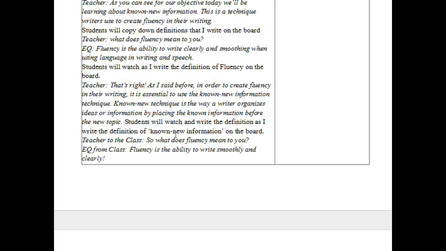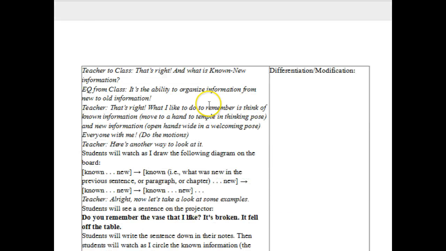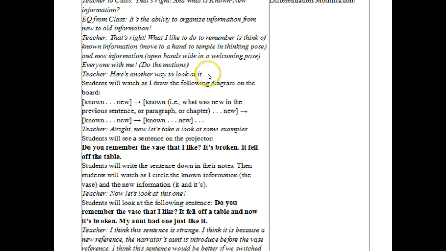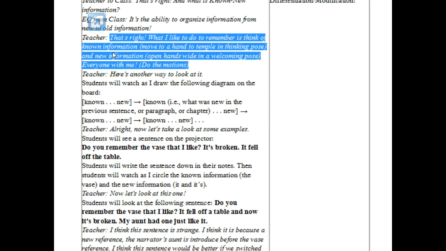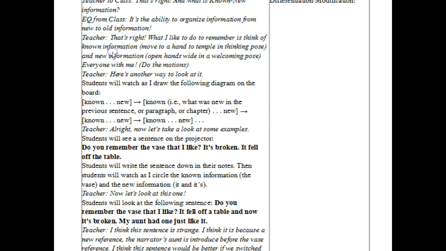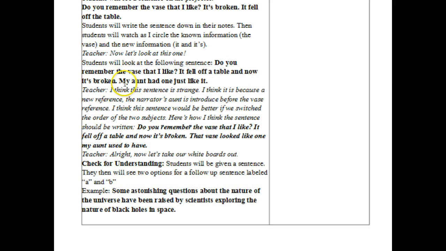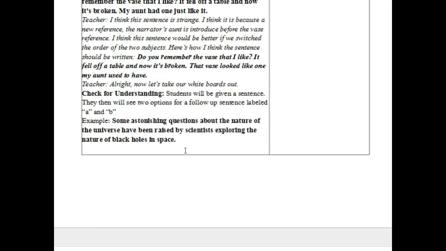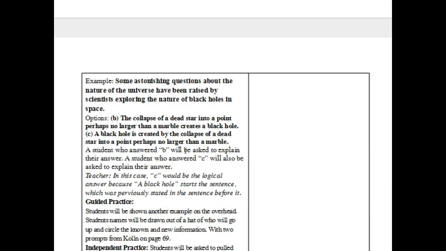All right, so great. You talked to them about fluency, how it's essential to use the known-new information, writing definitions on the board, nicely done. And I absolutely love this hand motion. I've never thought of one that worked well for known-new, and this is beautiful, nicely done. Okay, so you use the vase example, violate it by adding the sentence about my aunt, have them fix it, check for understanding, beautiful.